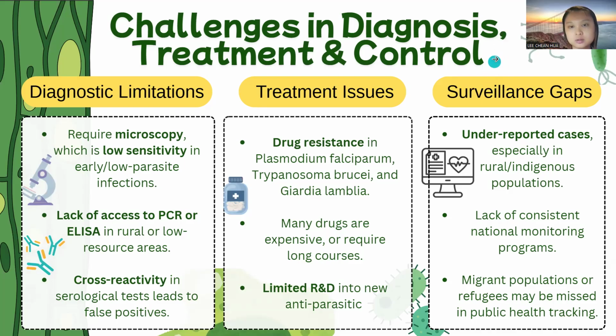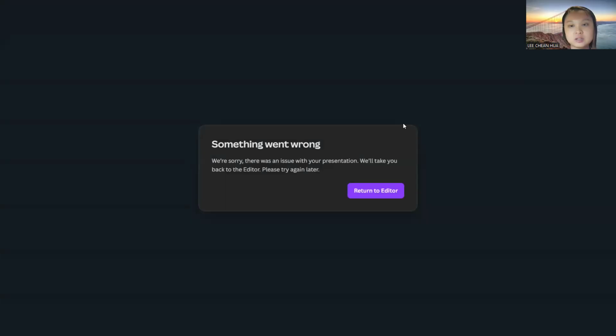Next, control and surveillance efforts also face critical weaknesses. Underreporting, geographical blind spots, and insufficient funding reduce the ability to accurately monitor and contain outbreaks. And without robust data and rapid response systems, parasitic disease can spread unchecked, especially in unstable regions.